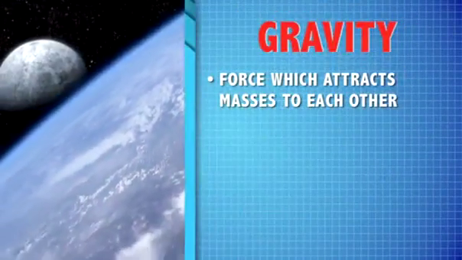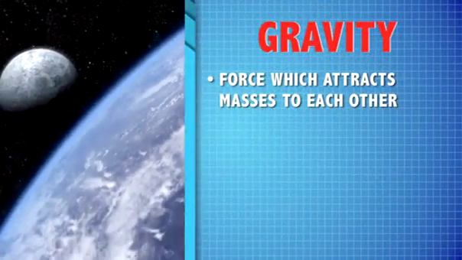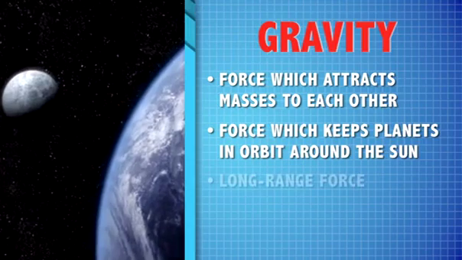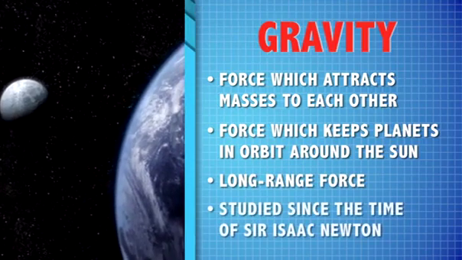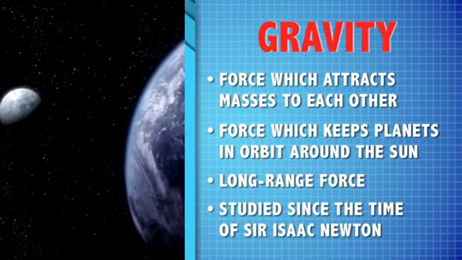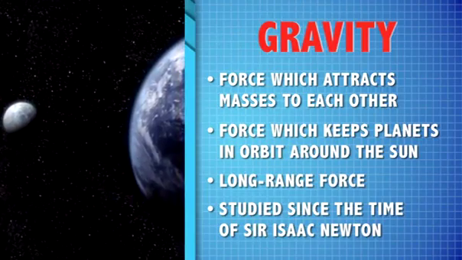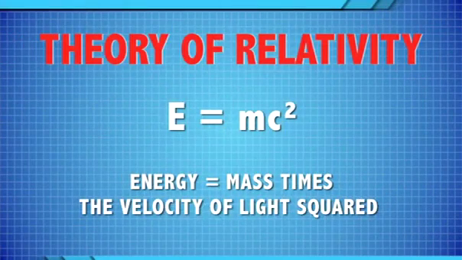Gravity is what attracts masses to each other. This force keeps the planets moving around the sun. It's a long-range force, and it's been studied since the time of Newton in the 1600s up through the 20th century, where Einstein developed the general theory of relativity, which describes gravity in a classical sense.